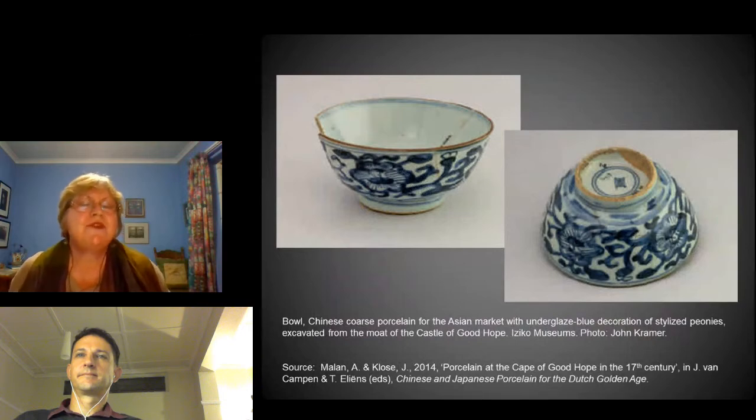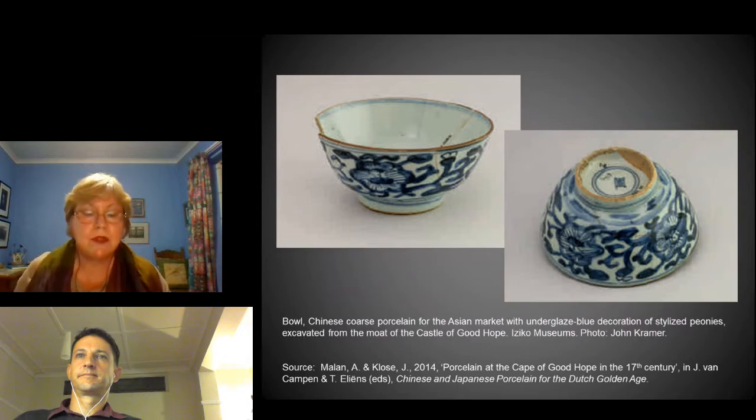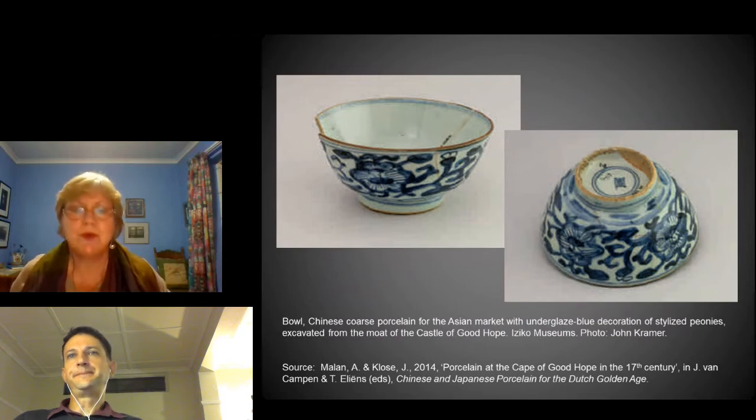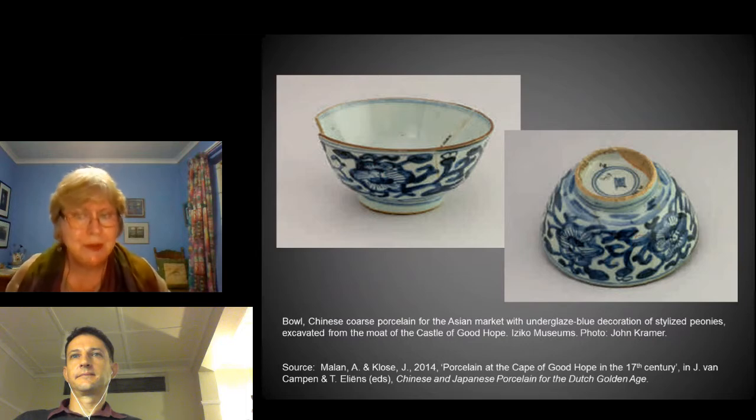Then, besides the very fine porcelains that landed up on our tables, we also have coarse porcelain, or grove porcelain. Archaeologists refer to this as provincial or Asian market wares because it was made for a wide range of markets throughout Asia, and communities linked to these trade networks, including the Cape, received coarse porcelain. It's different from the fine Chinese export porcelain.